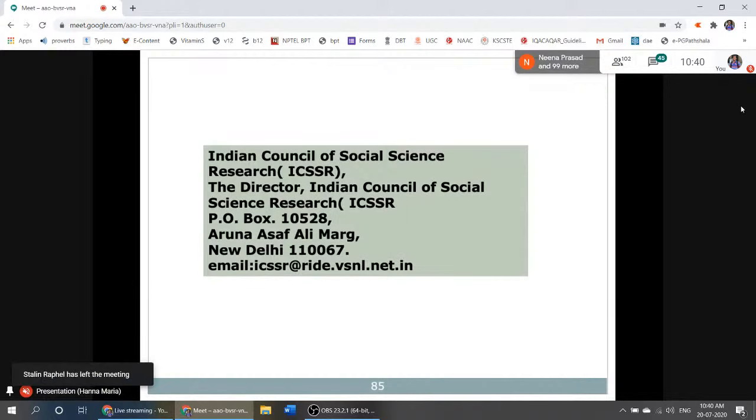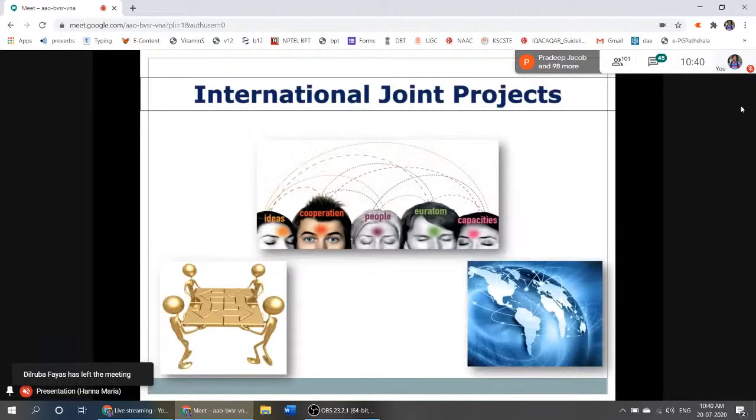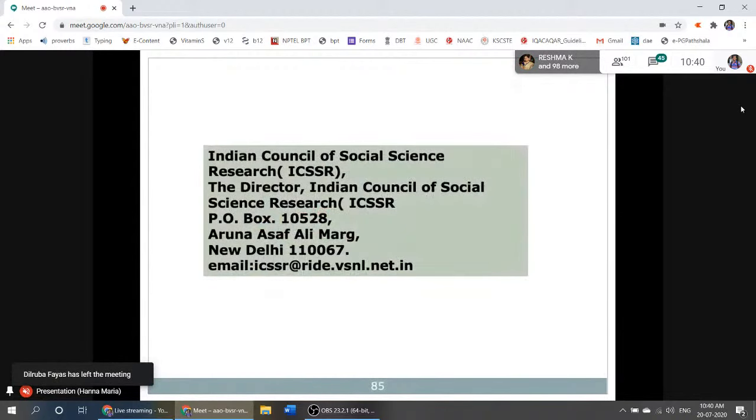ICSSR, social science faculty should always apply for ICSSR funding. Probably you must have heard about IMPRINT, a huge funding from ICSSR under the umbrella of IMPRINT. IMPRESS is for social science. So you must apply for the IMPRINT as well as the IMPRESS program.